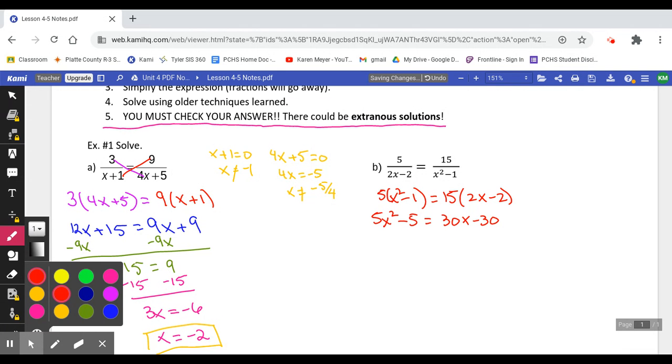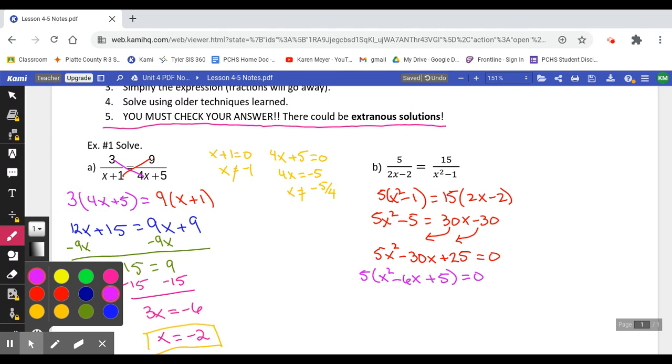Now, because I have an x squared, I want everything on the same side with x squared. So I'm going to move this one over and this one over. So I get 5x squared minus 30x. And when I move the minus 30 over, it becomes plus 30, and negative 5 plus 30 is positive 25. Now, I can factor or I can do the quadratic formula, but I do notice, hey, all of these numbers are divisible by 5. So I'm going to do a GCF and take out 5, which will give me x squared minus 6x plus 5.